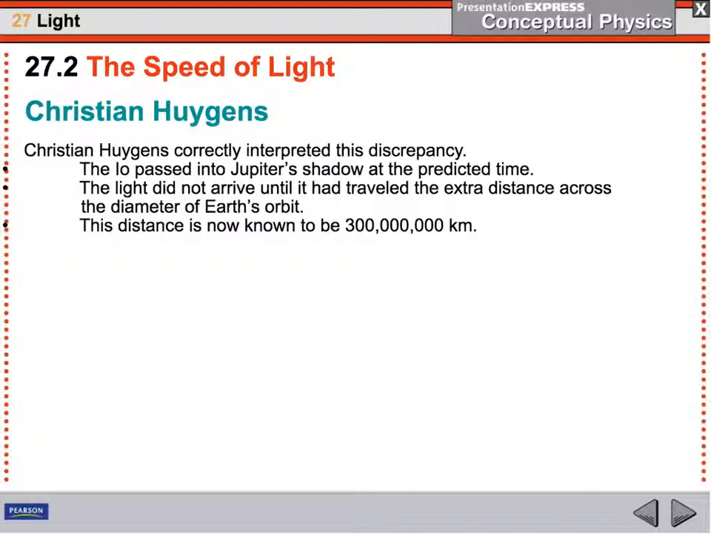He correctly interpreted this discrepancy. Io passed into Jupiter's shadow at the predicted time. The light did not arrive until it had traveled the extra distance across the diameter of Earth's orbit. The distance is known now to be 300 million kilometers.